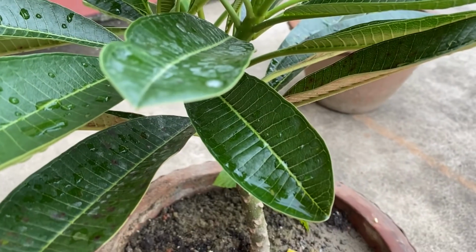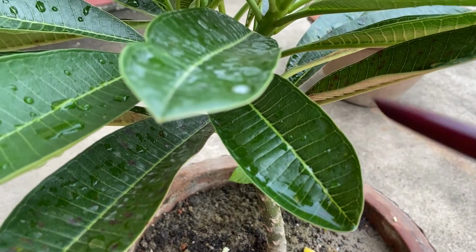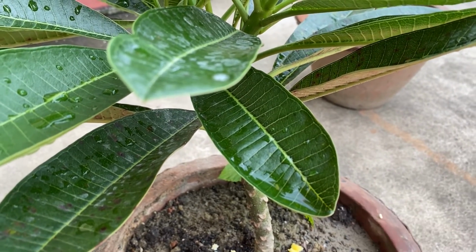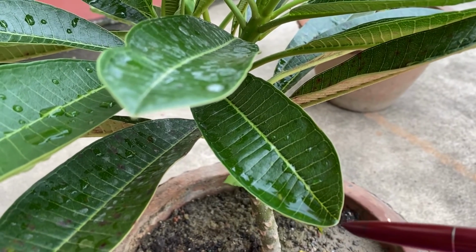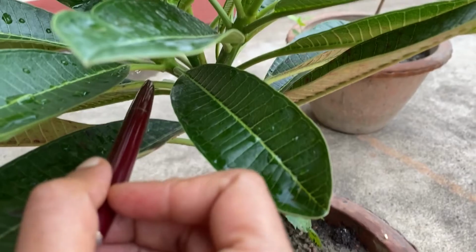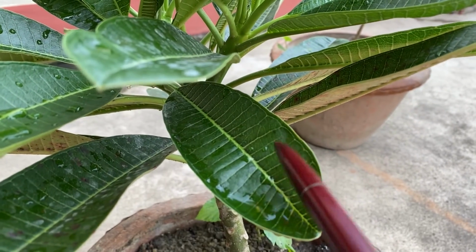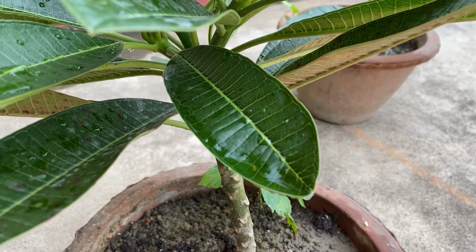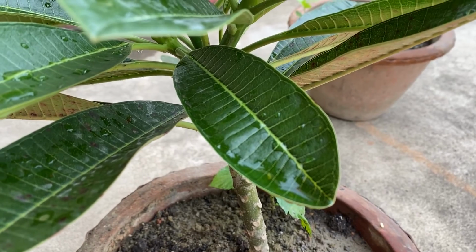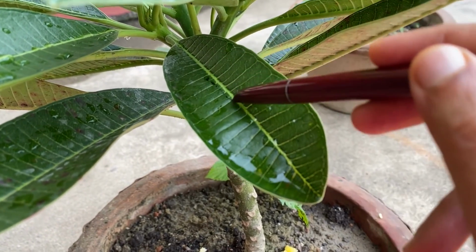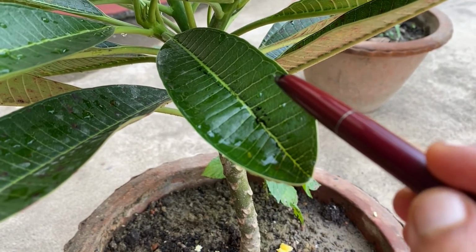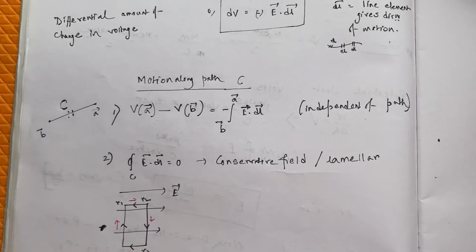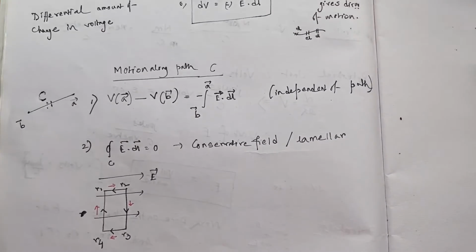I was talking about the movement of charge in an electric field. If I call this central line the path of movement of our charge, and I call this point A and this point B, and these lines on these leaves signify the electric field, then the charge is moving along this path, which means it is moving in the region of the electric field. Let us take another consequence of this relation.